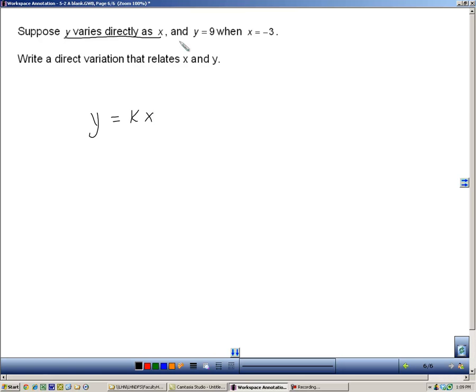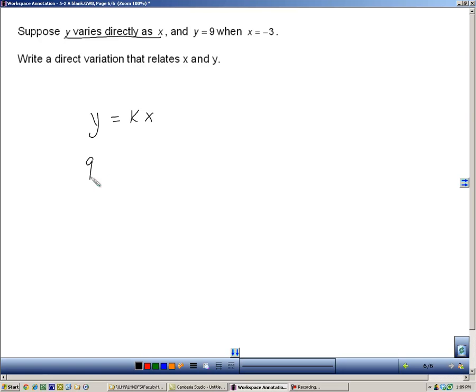Now, a couple things we have to do. We have to look at when y is 9, when x is -3. And then we have to write a direct variation. Well, writing a direct variation means finding the number for k. How do we do that? We plug in the 9 and the -3.